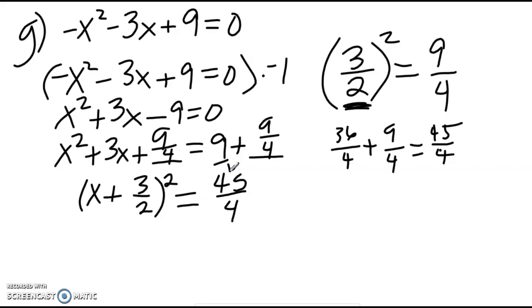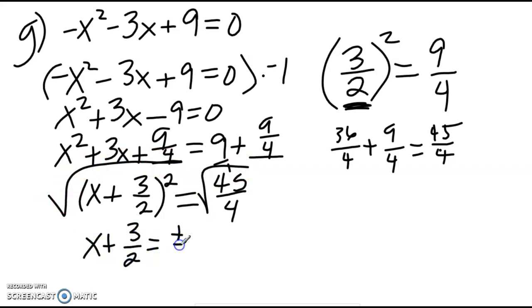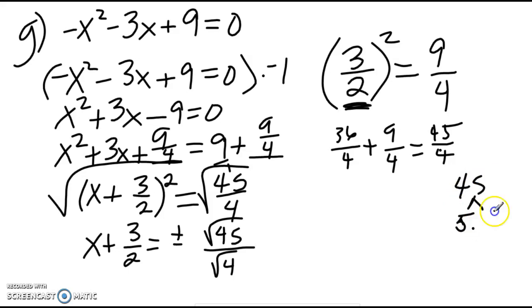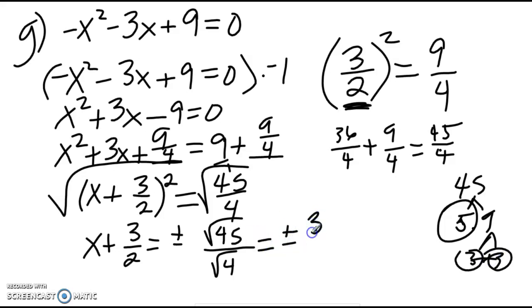Now we're ready to square root both sides. I get x plus 3/2 equals positive or negative. I'm going to break down the numerator and the denominator like that. And the numerator will break down, right? 45? Yeah, it will. 5 times 9. 3 times 3. So a pair of 3s comes out. And 5 stays under. And then the square root of 4 is 2.